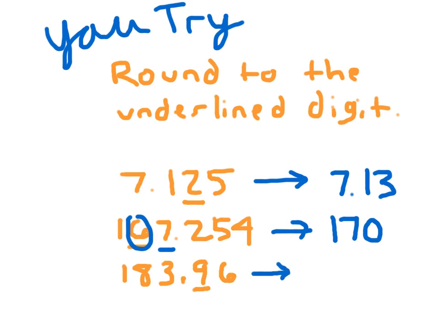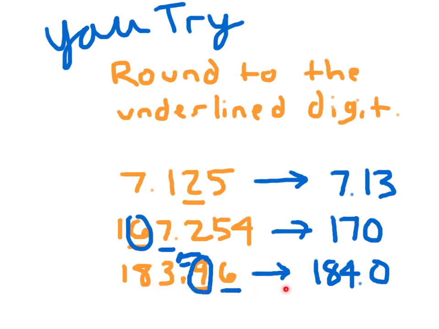And for that final one, we had 183 and 96 hundredths. Circle the 9, underline the 6. 0 to 4, circle stays the same. 5 to 9, add 1 is the game. Oh, but I can't put a 10 in that digit, and so that gets regrouped over to the 3. Add 1 more to the 3, I get 184. And I do need to write the 0 there because this is a tenths place number.